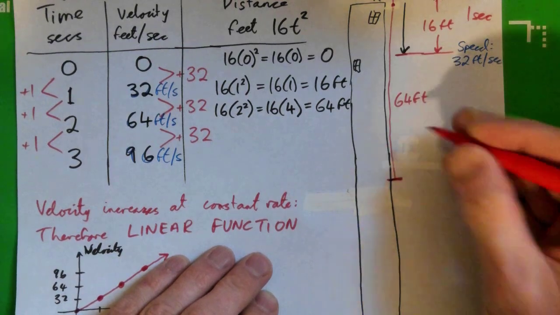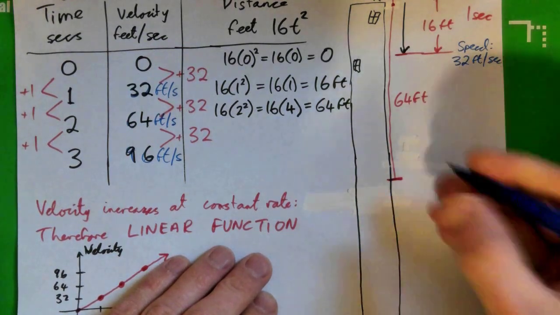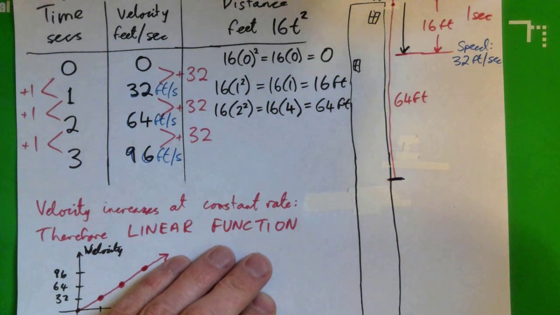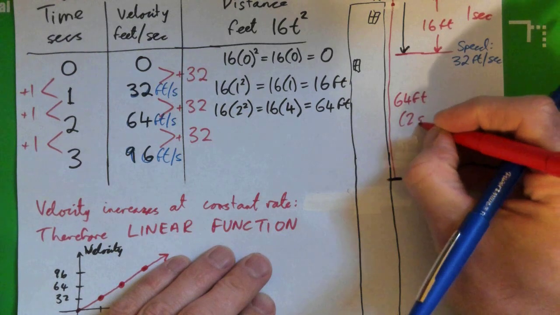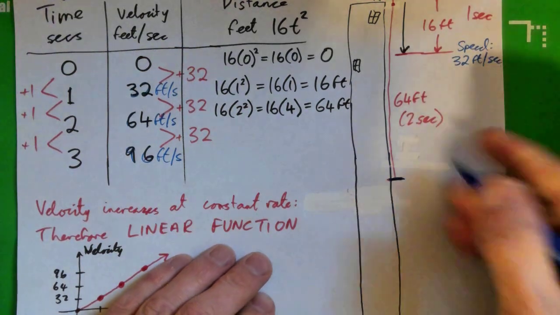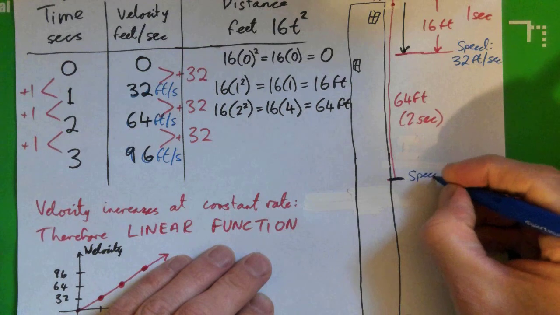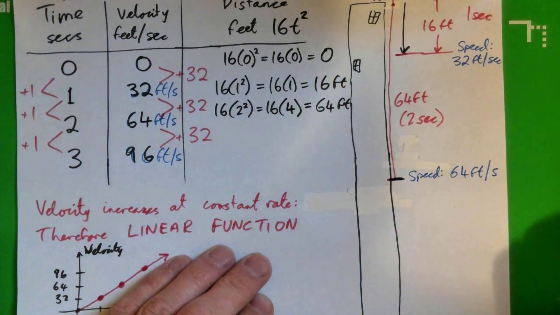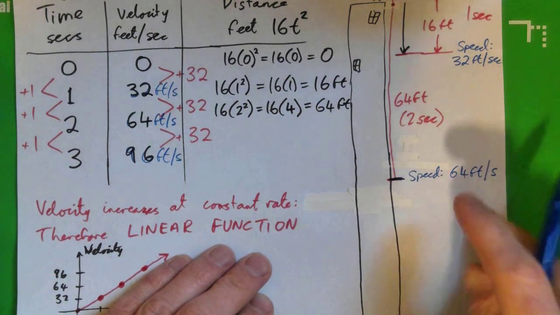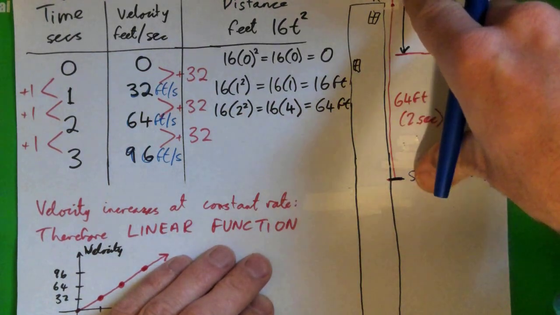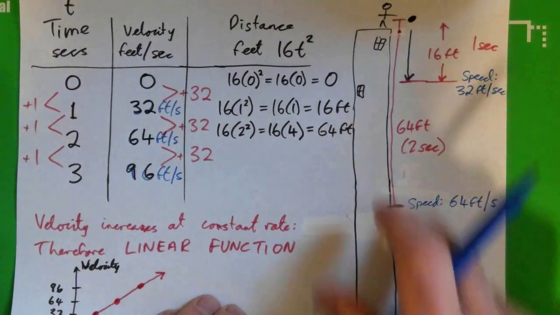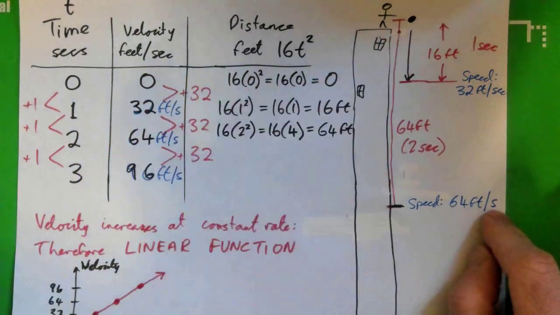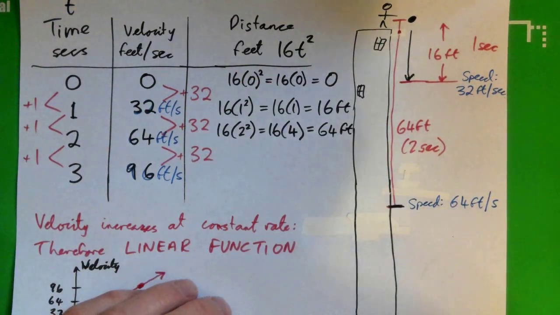It just so happens that the speed of the rock after 2 seconds is also 64 feet per second. But that's not the same thing as the distance it went being 64 feet. Okay? So you might find that a little confusing, but they are two different things, right? That's a speed, this is a distance. Now let's try the next second just for fun.